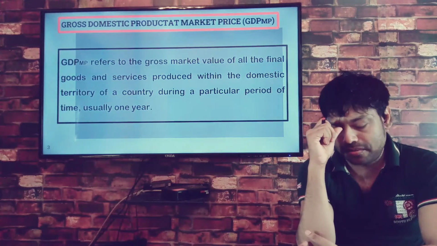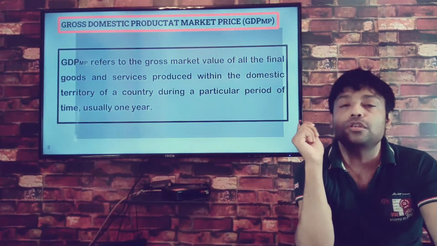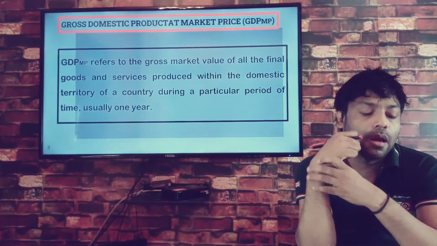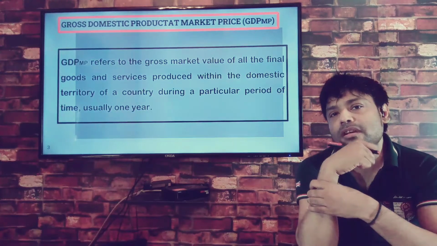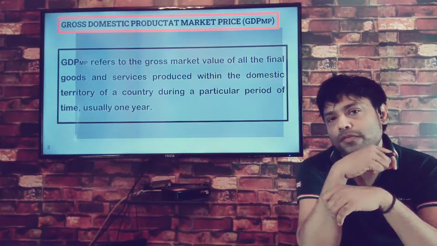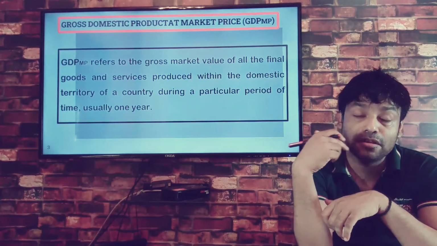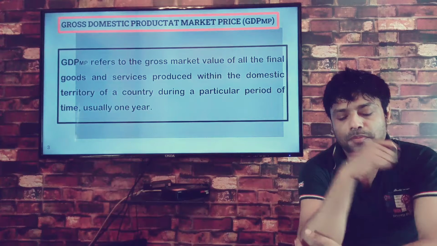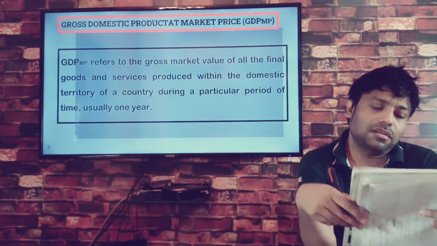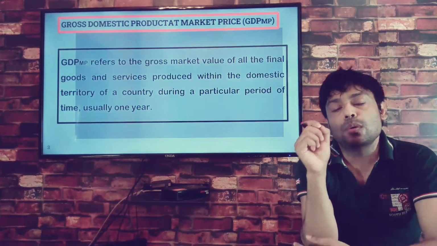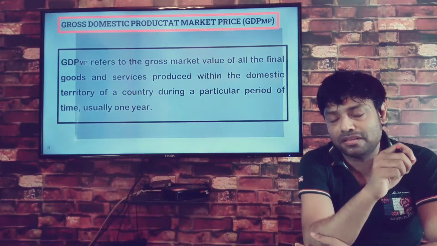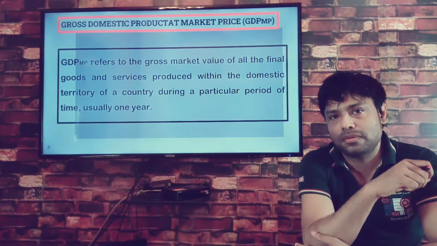GDP at market price. GDP at market price refers to gross market value of all the final goods and services produced within the domestic territory of a country during a specific period of time, and time is usually 1 year. Let me simplify the definition. Gross here signifies that no provision has been made for depreciation. That means it includes depreciation.